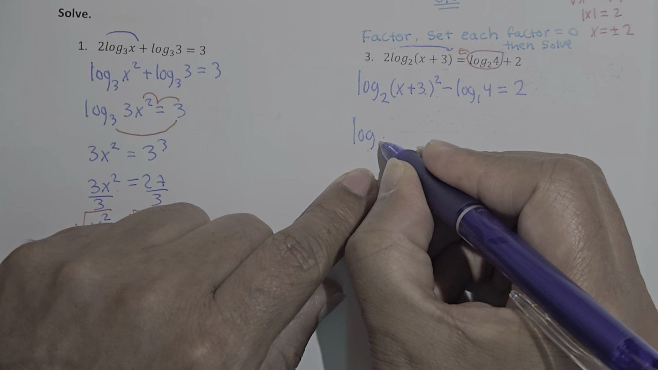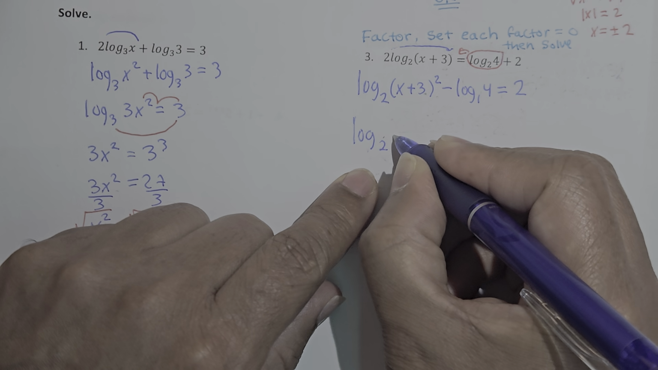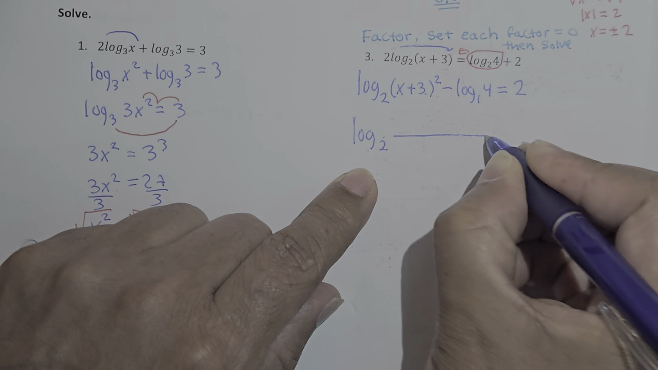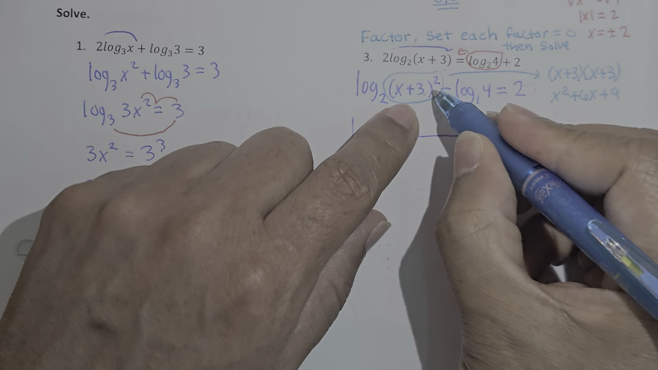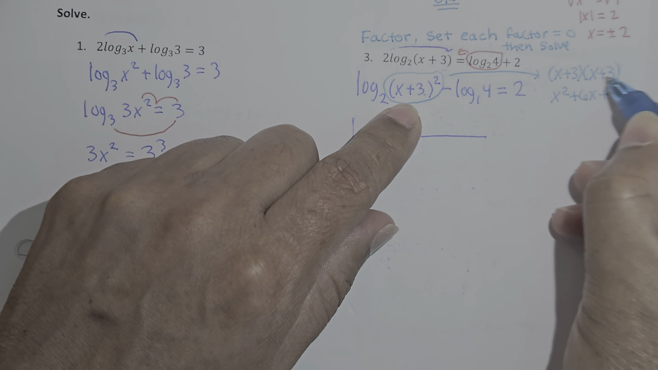So log base 2 of, and I'm going to pause here because I'm going to take this to the side and expand it. So I'm going to pause the video, expand it, and then I'll come back to it. Okay, so when I take this to the side, x plus 3 squared means we have 2 of those binomials.